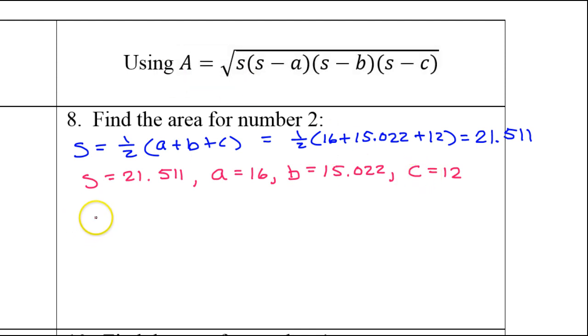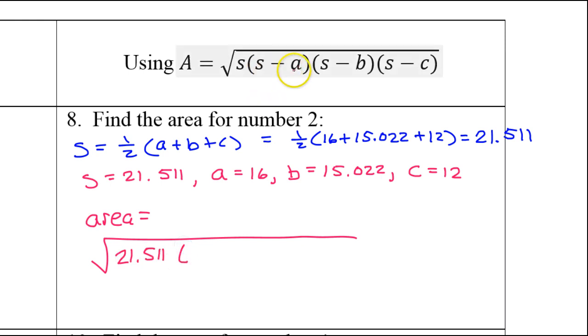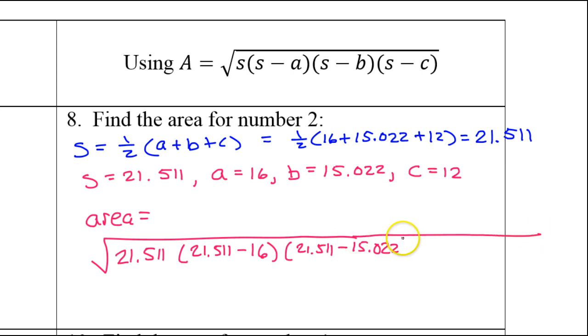So now we have S and we have A, B, and C. So we should be able to find the area using this formula. So the area is going to equal the square root of S. So it's going to be the square root of 21.511 times S minus A times S minus B, so that's 21.511 minus 15.022, and then S minus C. So 21.511 minus 12. Alright, so put this in your calculator.